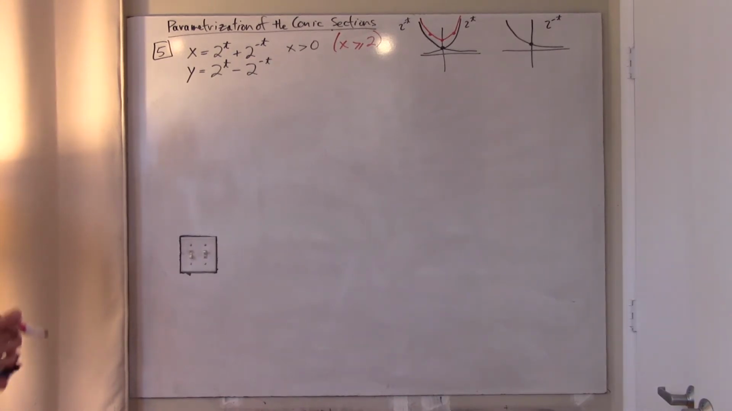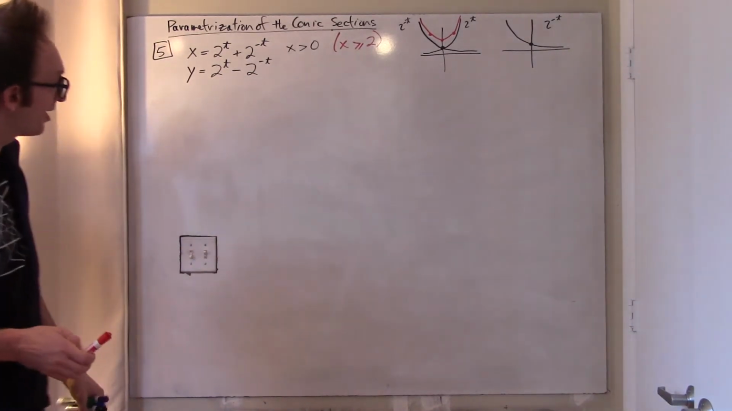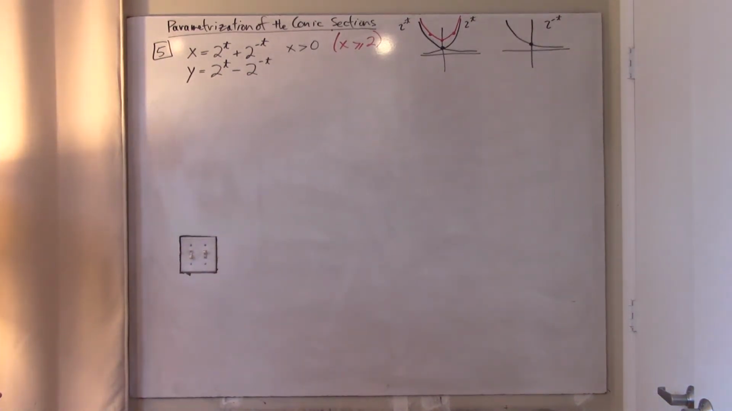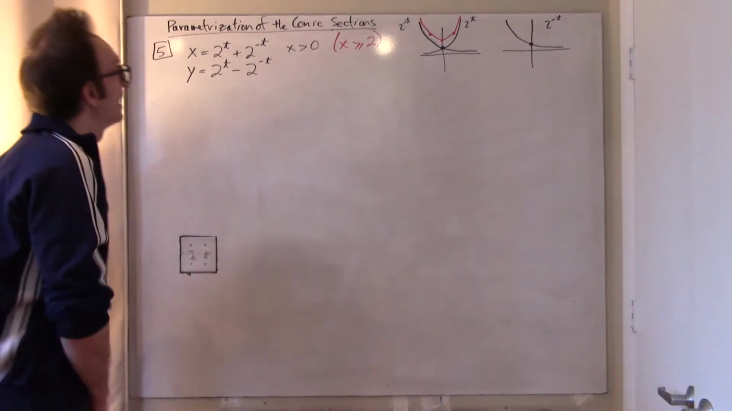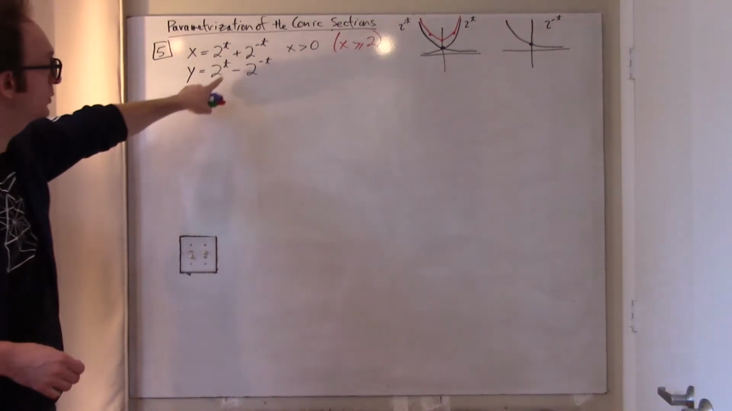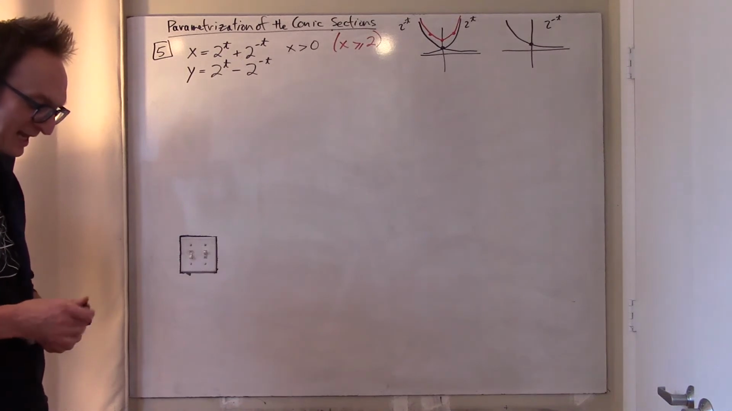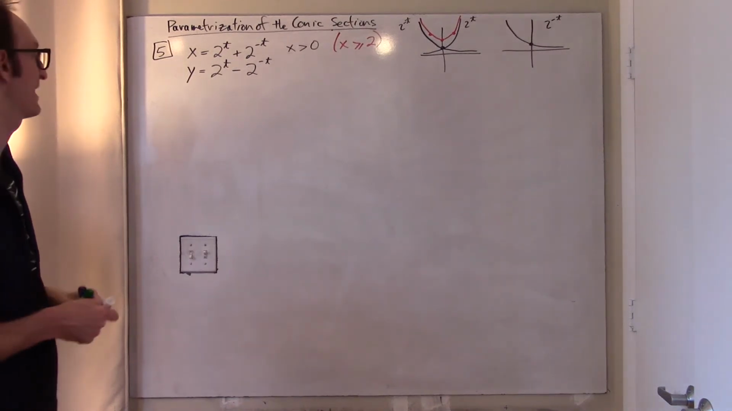And y, I'm not even sure what to say about y. It's not obvious what the restrictions here are at all. Okay, so lacking any real intuition about what 2 to the t minus 2 to the negative t looks like, perhaps I should at least do end behavior.